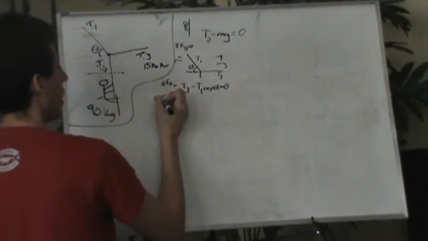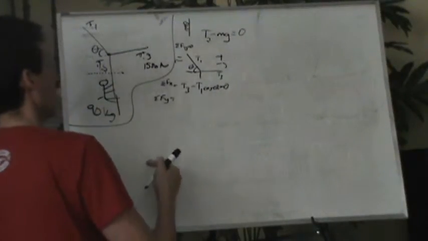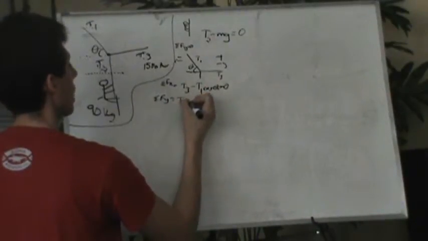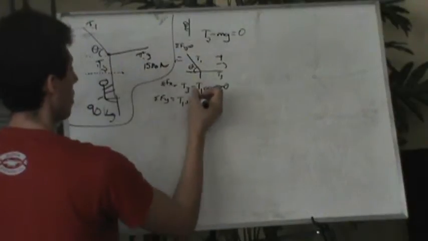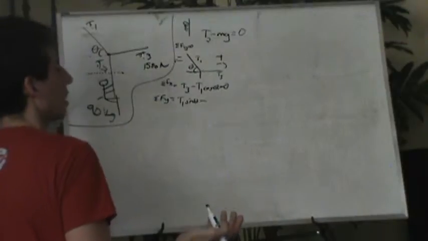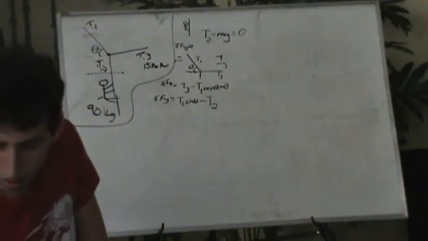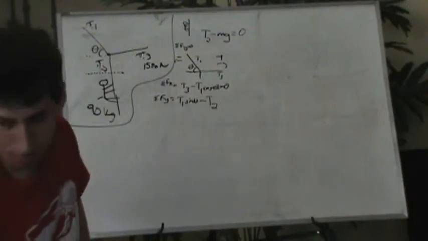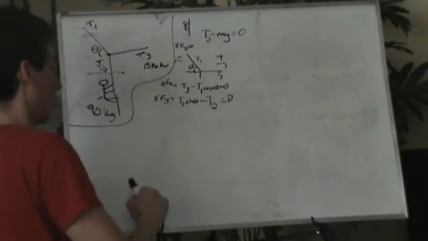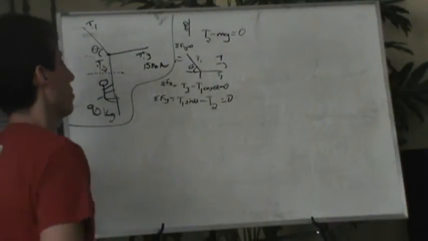Then we have the y forces. Granted, there's no T3 because that's just x, but we do have a T1 sine theta. And then we have a downward force, which you could say is T2, I guess. Is this how they wrote it? Yeah. Is equal to 0. So now we have the forces. So what do we do from here?